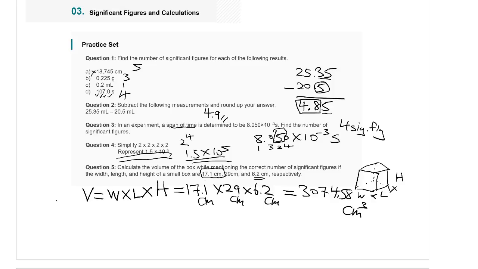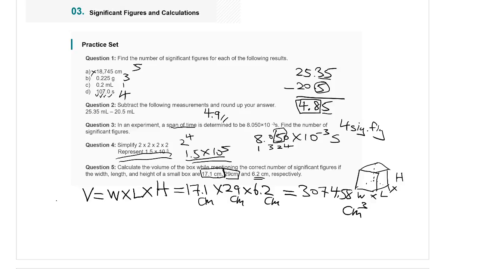But yeah, you have 17.1, and then when you measure the length, somehow you use a different ruler, and then you can only tell down to maybe 1 centimeter, so 29 centimeters, and then 6.2 centimeters for the height.